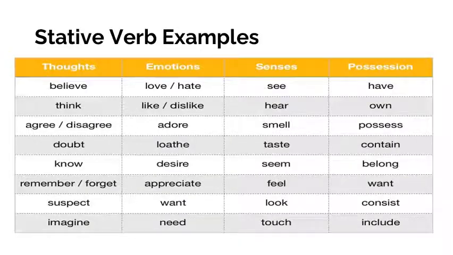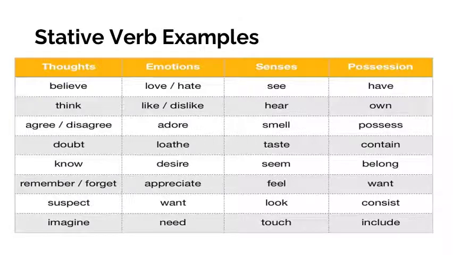And here is a list of what we call state verbs. We have these ones: thought, believe, think, agree, disagree, doubt. We have these ones. This is to make them clearer for you. You can see them, the state verbs, for example, the ones that are related to emotions, senses, and possession.